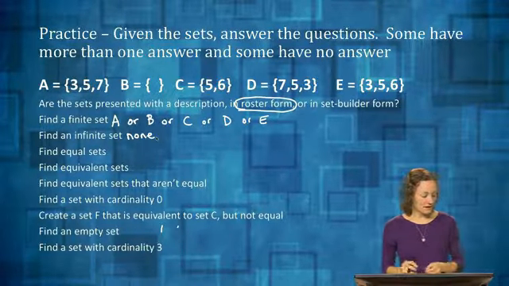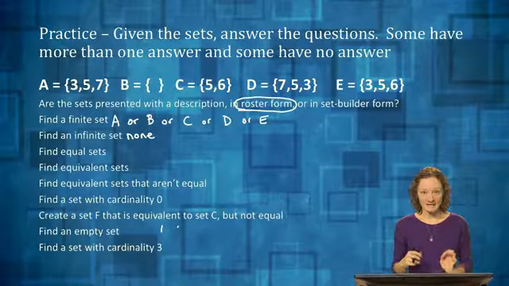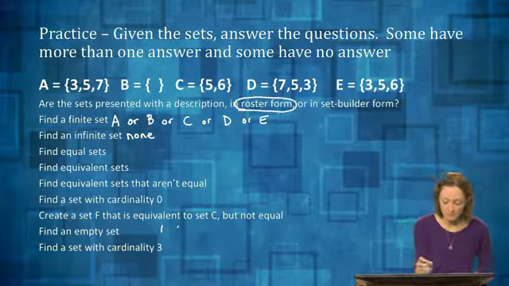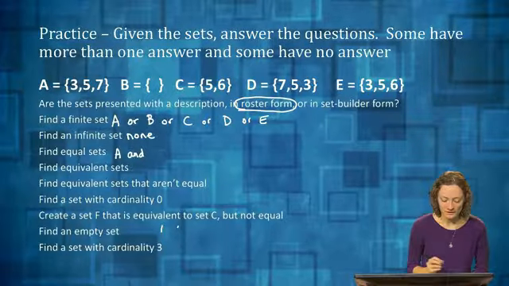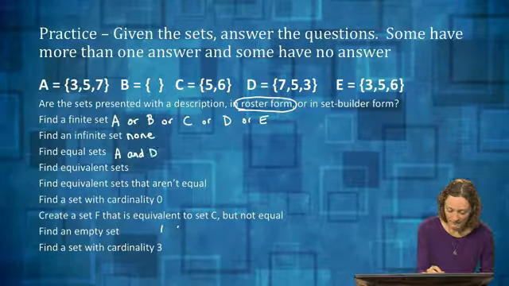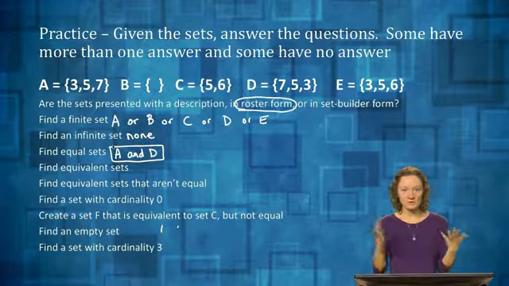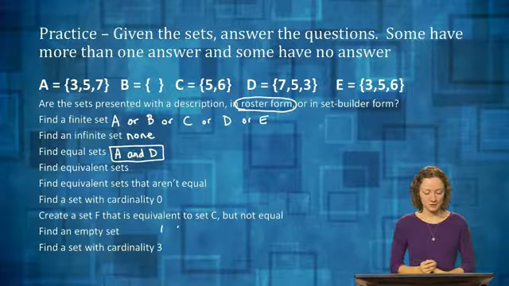The next one, find equal sets. Remember, equal sets means they contain exactly the same elements, not necessarily in the same order. For this one, we have one pair of equal sets, which would be A and D. Has to be these two together. When you're finding equal sets, you're comparing 2 together or more, but at least 2.